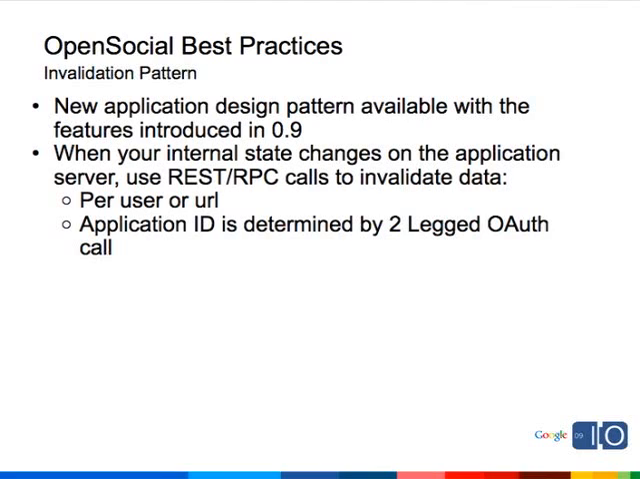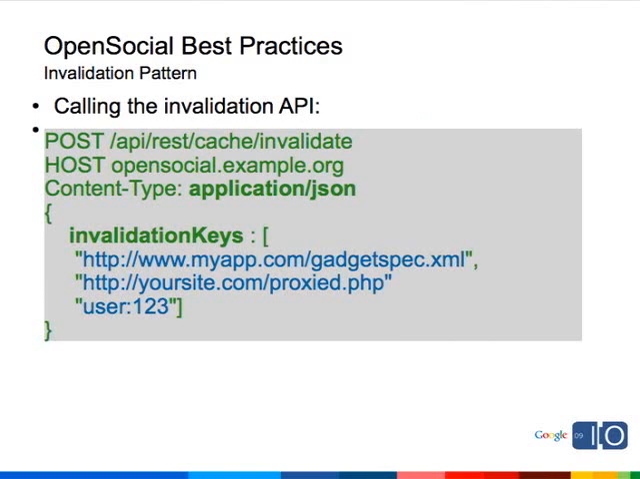Well, you're using OAuth to sign the request to the server, and the OAuth consumer key is associated with your application. So that's how it figures out what the application ID is. So how would you go about using this? You make a post to the invalidate URL.